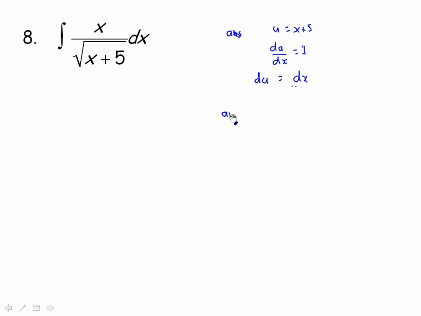So the answer is 2/3 (x plus 5) to the 3/2 minus 10 (x plus 5) to the 1/2 plus c.